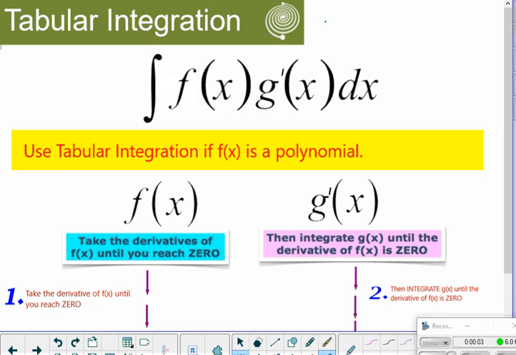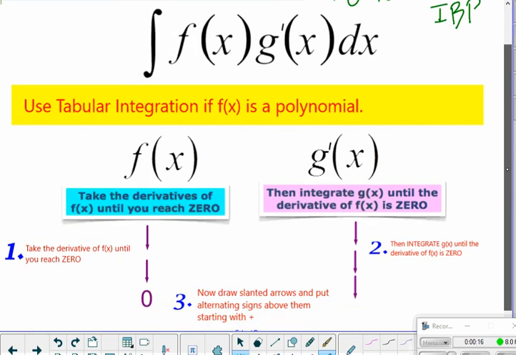Welcome. This is 7.3 Tabular Method for IBP, Integration by Parts. This is the last little section that we have. Yesterday we studied how to do integration by parts.